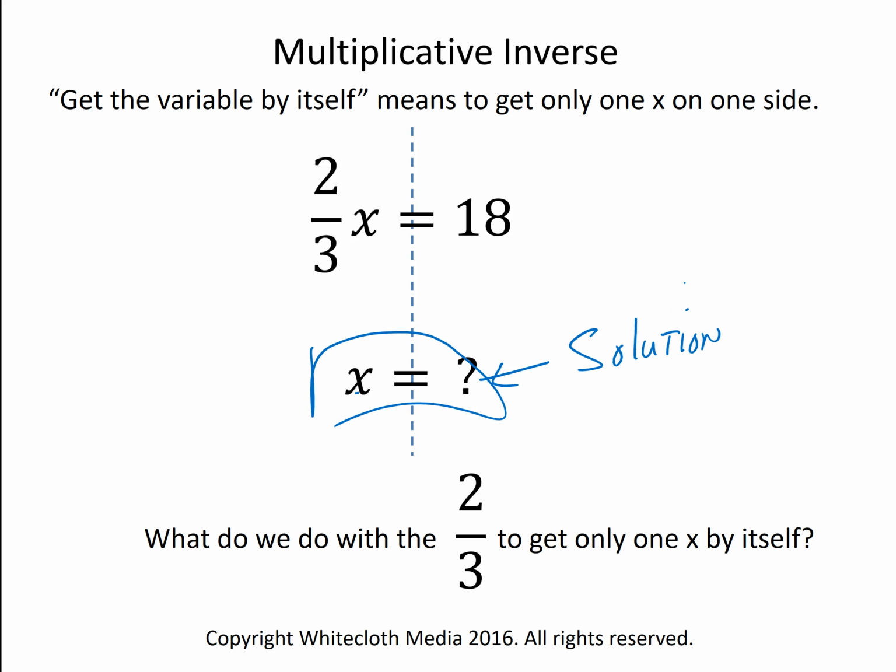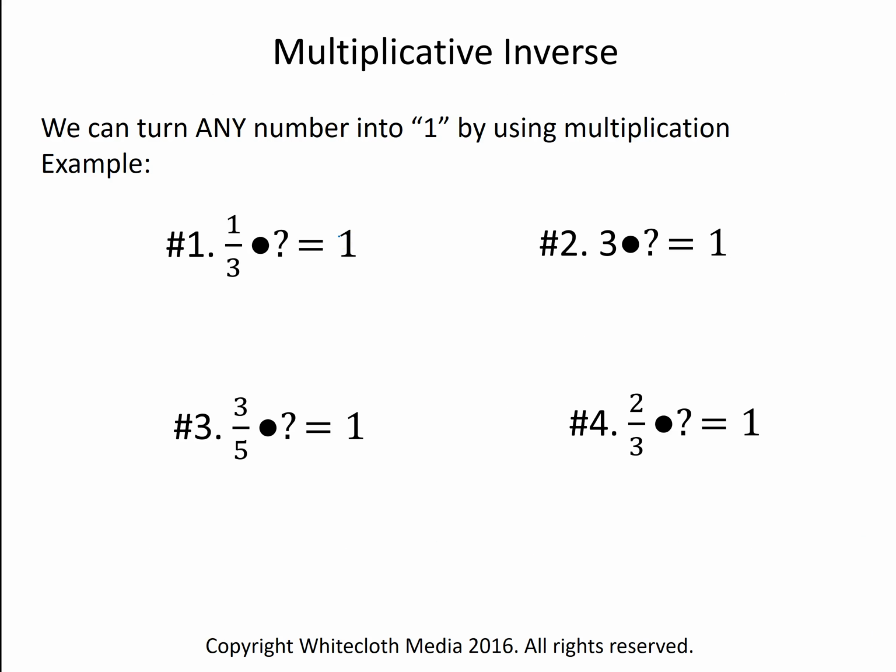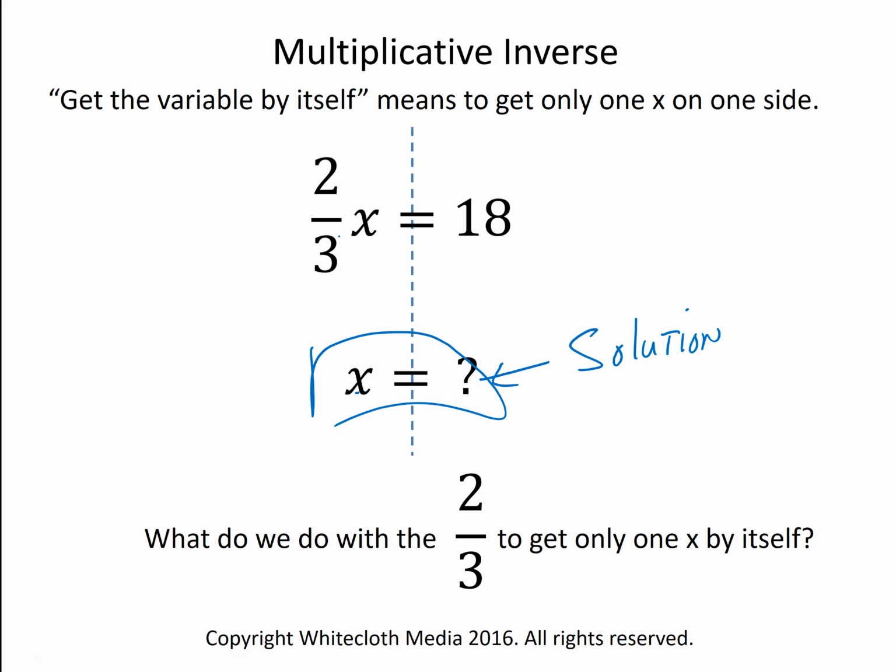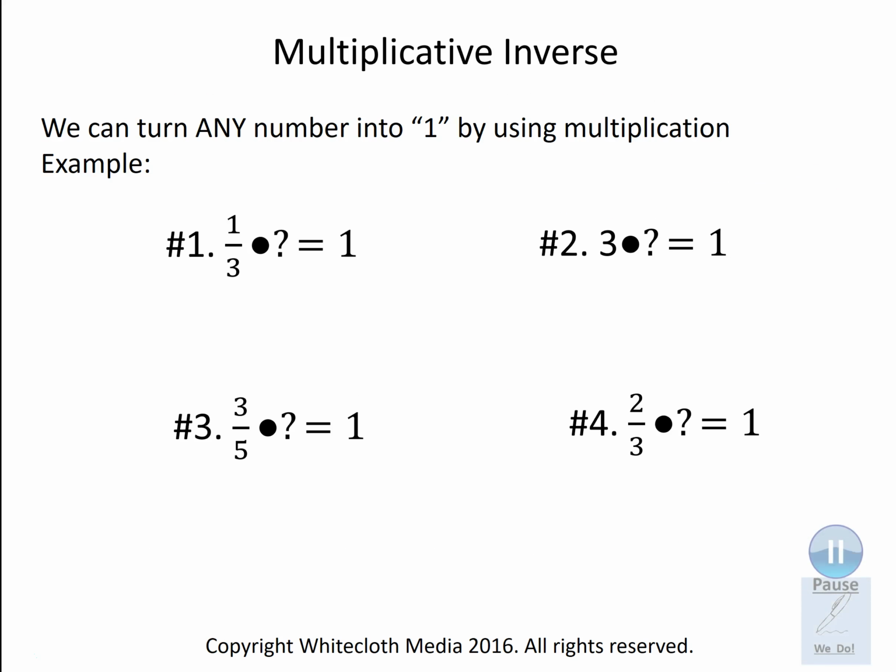So what do I do with the 2/3 to get only x by itself? Let me back up. This is 2/3 times x equals 18. So it's a little bit different than what we've done before. We're multiplying, but it's a fraction. So you may say, well, is this multiplication or is it division? Well, it's actually multiplication.